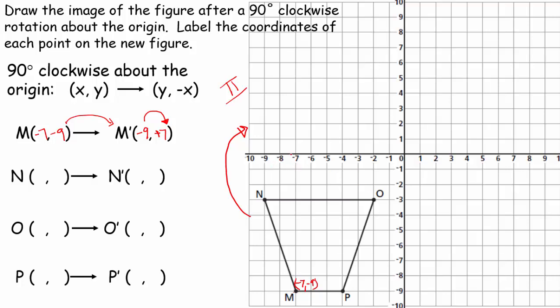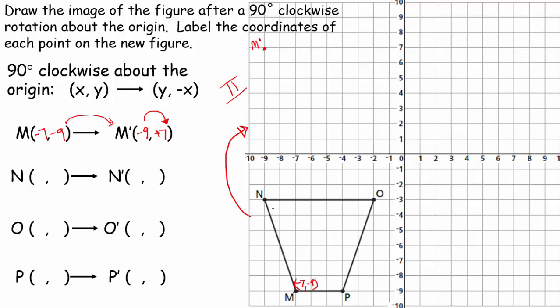Plot M prime at -9, +7. Here it is. This would be M prime. And look, it is in quadrant 2. So far, my rule is following the direction, which is to the right, which is where it should be in quadrant 2. Let's now look at point N.